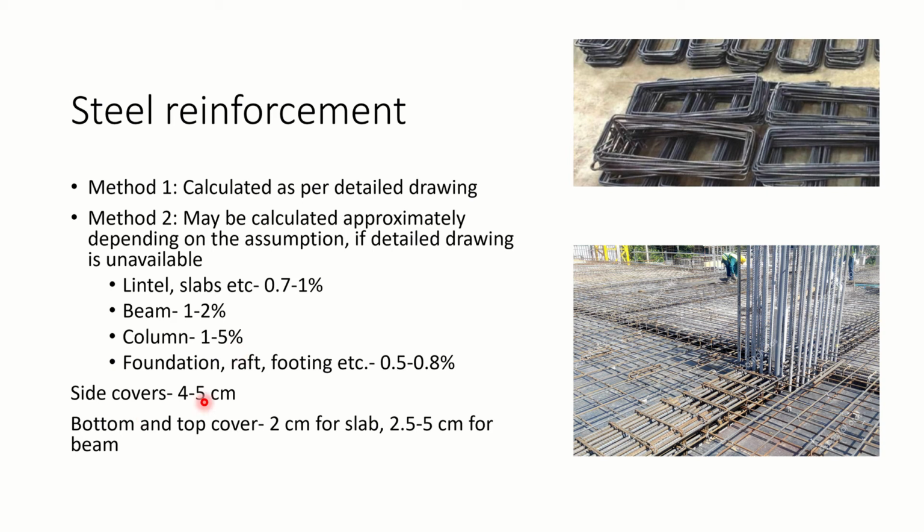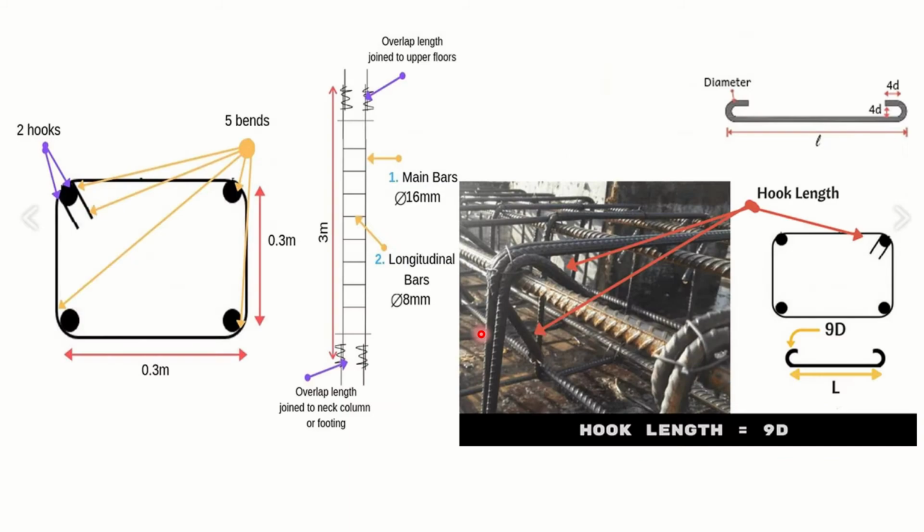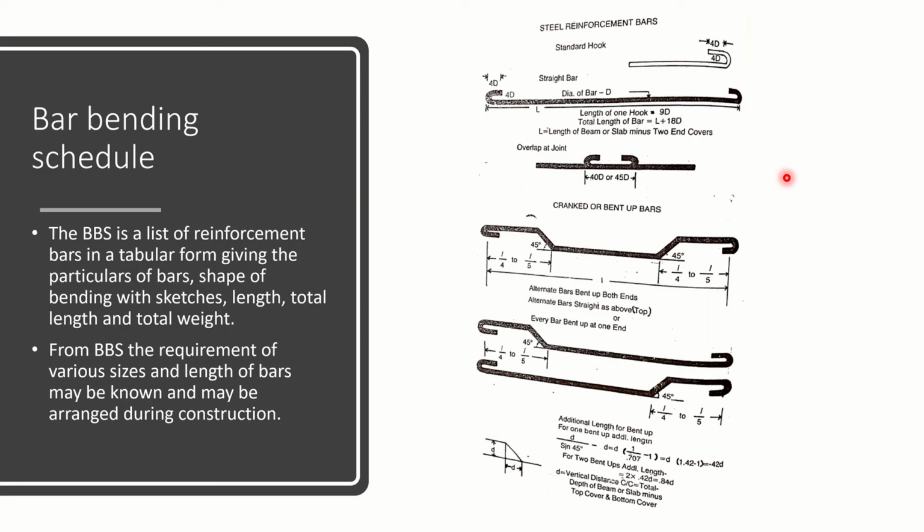The side covers are about 4 to 5 centimeters. The top and bottom covers are approximately 2 centimeters per slab, and for beam it changes. These are the various types of steel reinforcement. At the end we provide hooks. This is the hook in the stirrups. This is the hook in the slab or beam. Okay. These are the types of reinforcement bars and their length calculation.